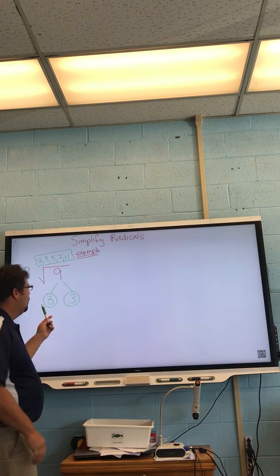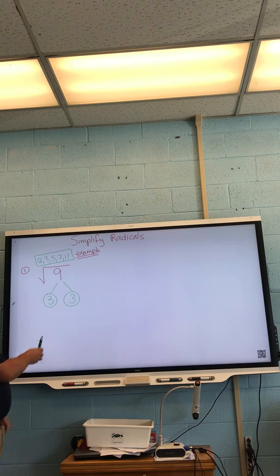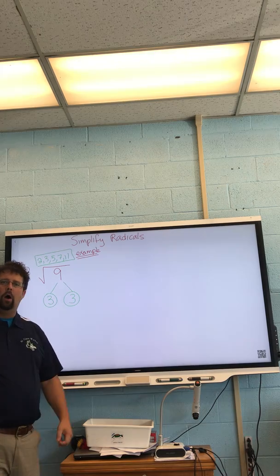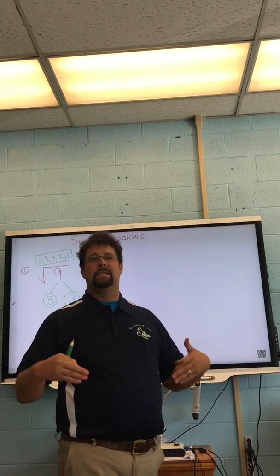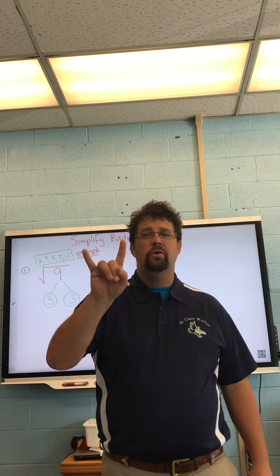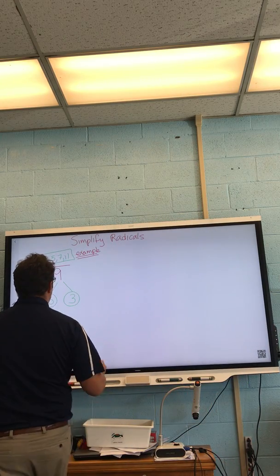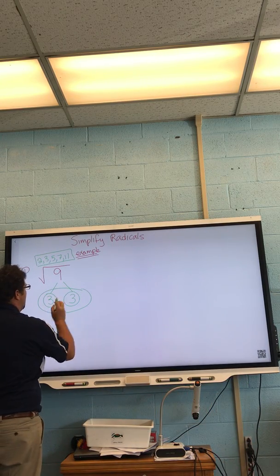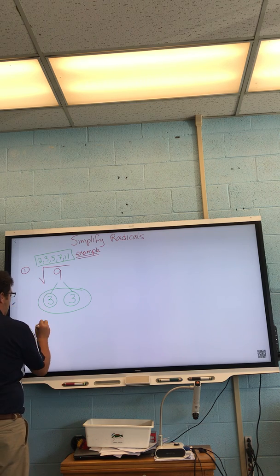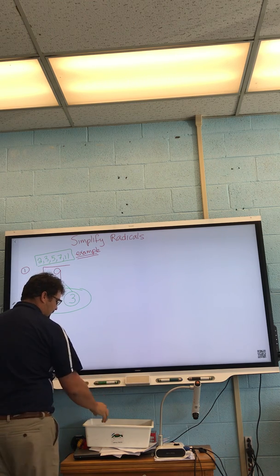Now, we're going to look at the numbers we circled. 3 and 3 are both the same. It's the same sock. Socks come in pairs, so 2 socks is 1 pair of socks. So these 3's are going to come out, and I get the number 3.